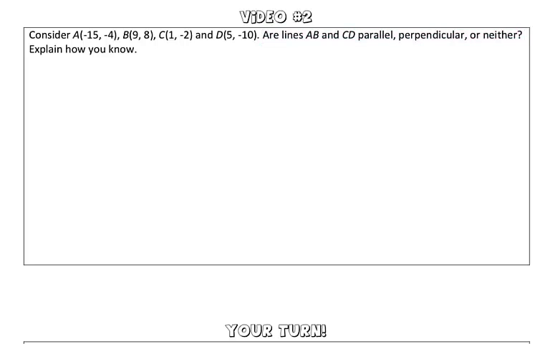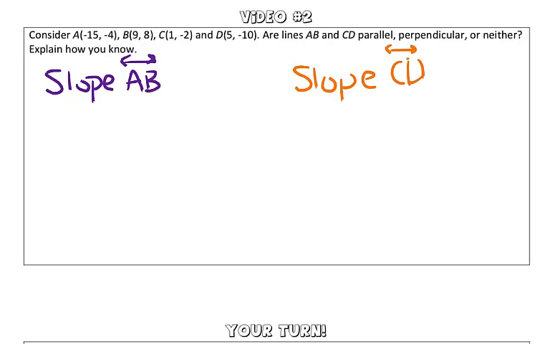So the first thing we need to do is calculate the slope of each line. We want to take a look at the slope of line AB, and we also want to take a look at the slope of line CD. So for the slope of line AB, we look at our y values. So we have -4 minus 8 over our x values, -15 minus 9.